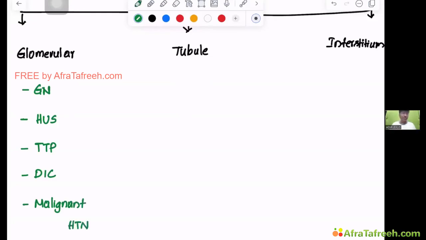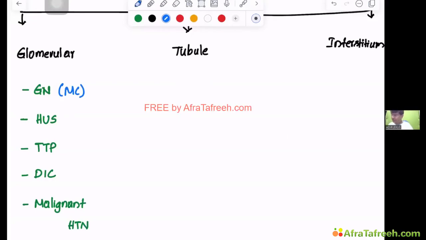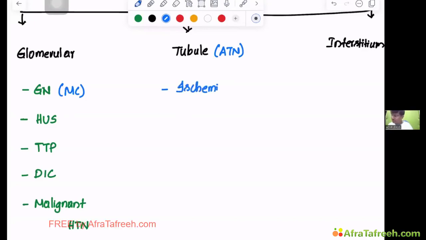Okay, so these are the glomerular pathologies. But out of this, the most common will be the glomerulonephritis. Then coming to the tubular pathologies, we call them acute tubular necrosis. The tubule can be damaged because of ischemia, right? And the tubule can also be damaged because of toxins.